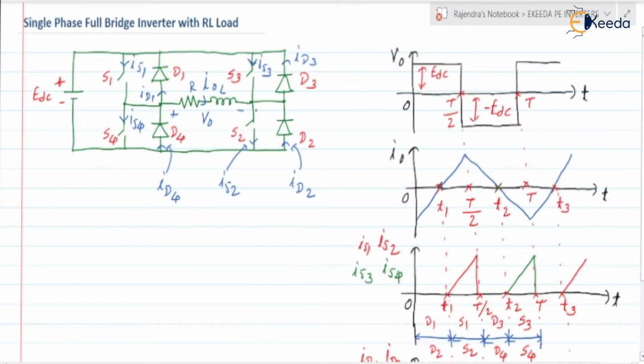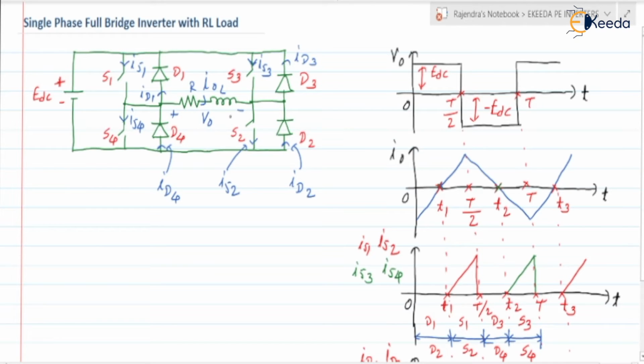Here we are using the four switches S1, S2, S3, S4 and the four diodes D1, D2, D3, D4. Each diode is connected in anti-parallel with a switch. The switches S1 to S4 may be MOSFET, IGBT, SCR, etc. Currents flowing through the switches are IS1, IS2, IS3, IS4. Currents flowing through the diodes are ID1, ID2, ID3, ID4.